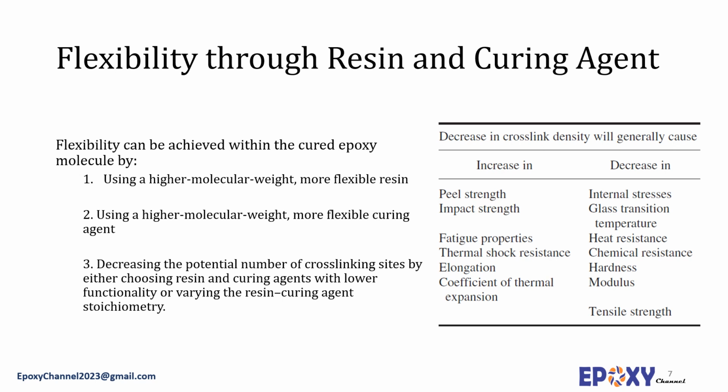Flexibility can be achieved within the cured epoxy molecule by: 1. Using a higher molecular weight, more flexible resin. 2. Using a higher molecular weight, more flexible curing agent. And 3. Decreasing the potential number of cross-linking sites by either choosing resins and curing agents with lower functionality or varying the resin to curing agent stoichiometry.